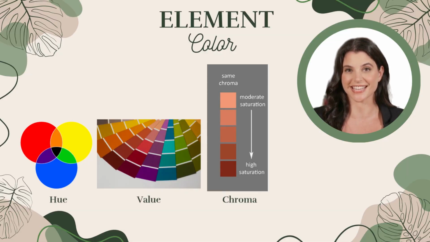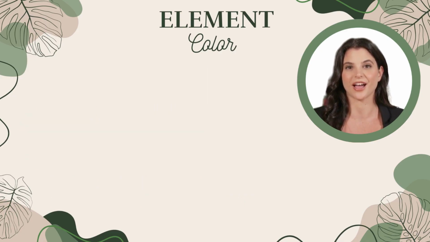Adding white creates a tint like lavender from violet, while adding black creates a shade like navy blue. Chroma tells us how saturated a color is. A bright, vivid red has high chroma, while a toned-down grayish red has low chroma.